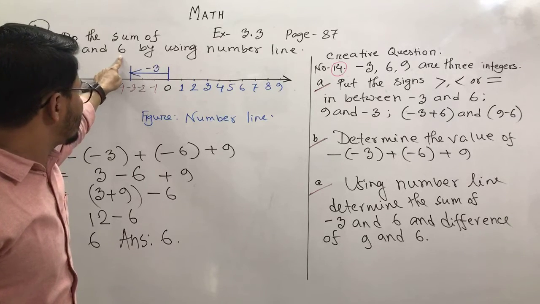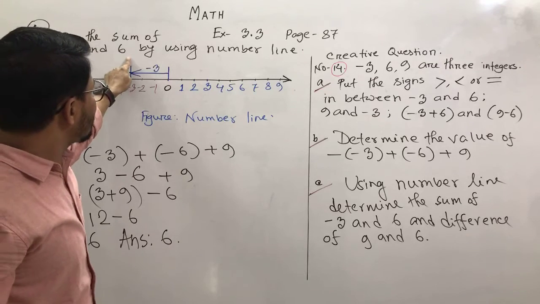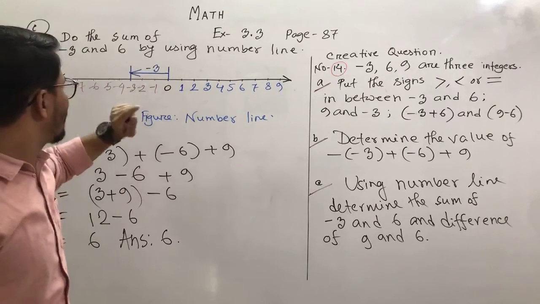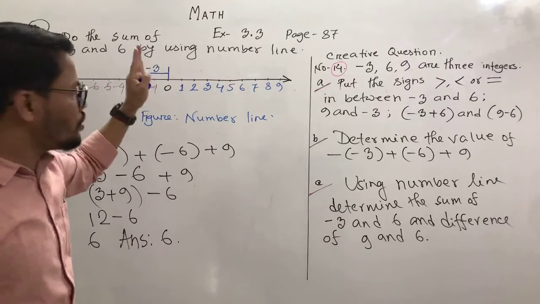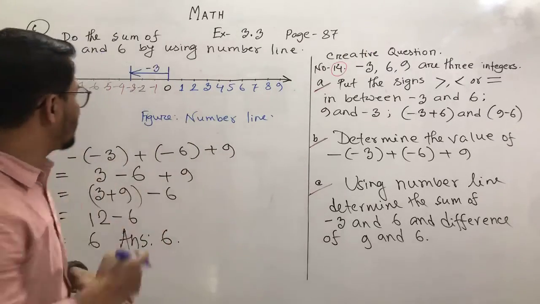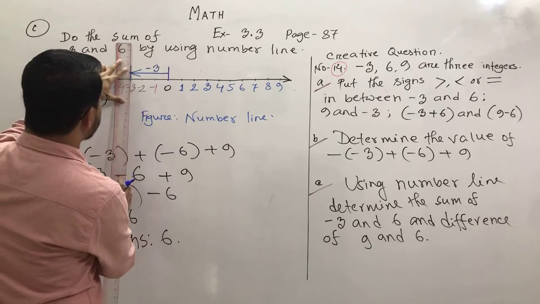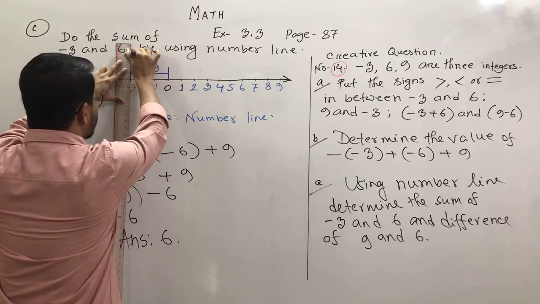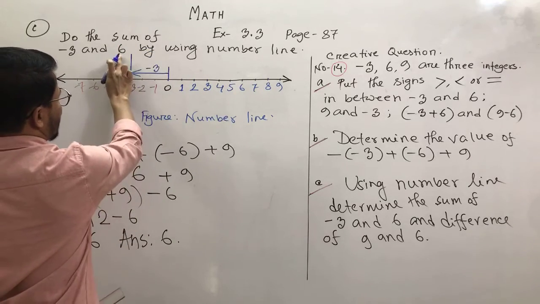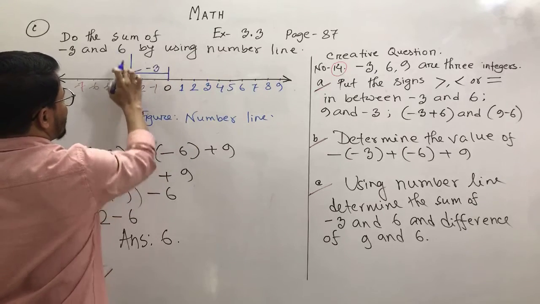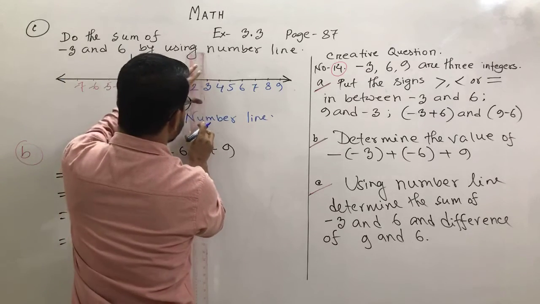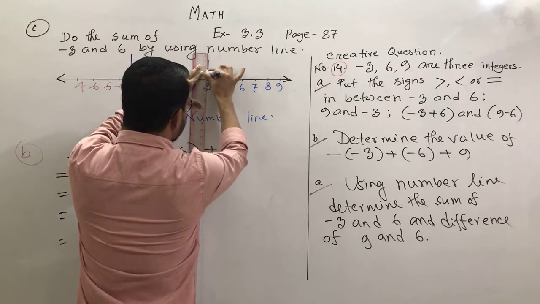For the positive integer 6, we count 6 steps to the right side, because it is a positive number. We move right from the number where the first number is completed. The first number completed at -3, now the second number starts from -3. Now 6 steps to the right: 1 step, 2 step, 3 step, 4 step, 5 step, 6 step. This goes up to 3.